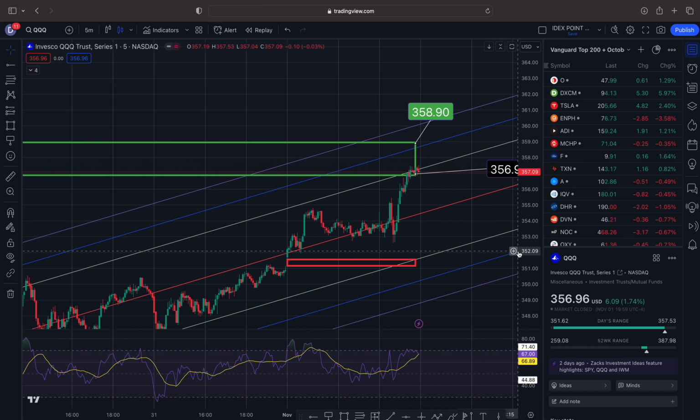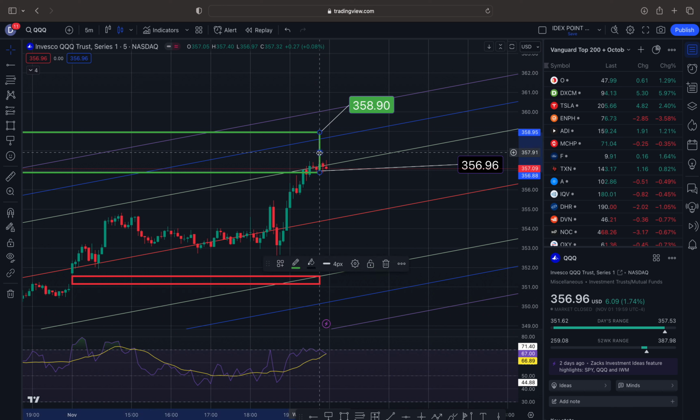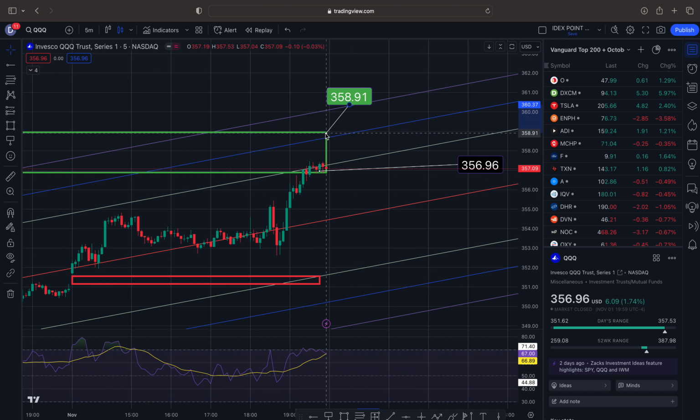All right. I'll extend that. We are basically at 2 standard deviations. 3 standard deviations and another level of resistance takes us to 358.67. That gap closes out at 358.91, and at 4 standard deviations, 360.06 to the south side.